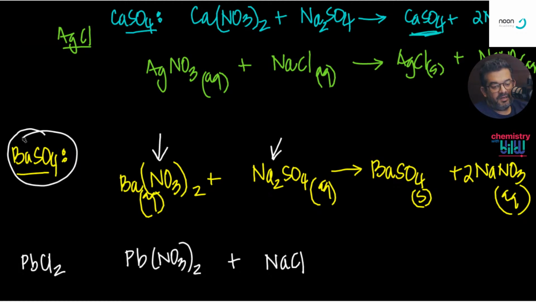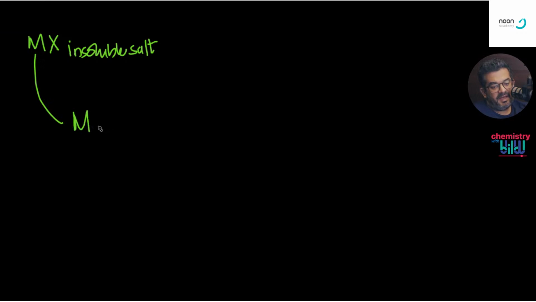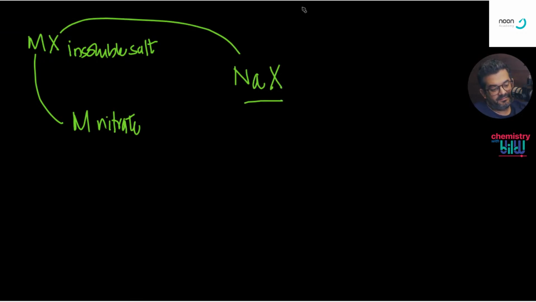भाई देखो. Okay, the rule is simple. You want an insoluble salt? ठीक है? Let's say my insoluble salt is Mx. So what I'll take is, I'll take the M ka nitrate and I'll take sodium X. That's the rule. Always.